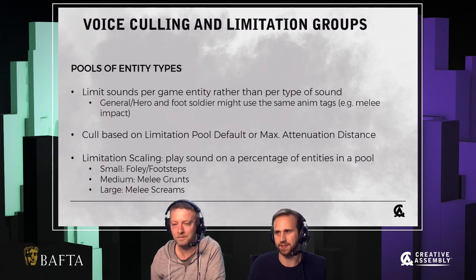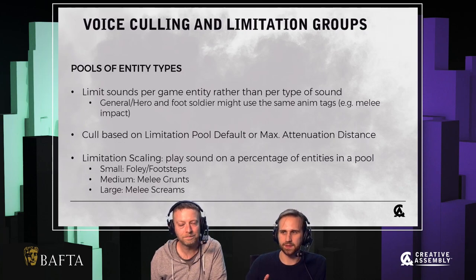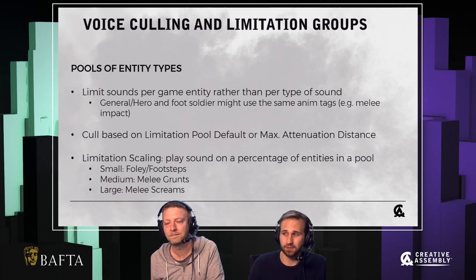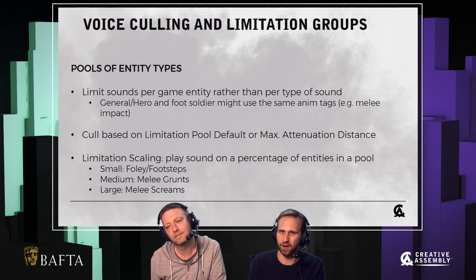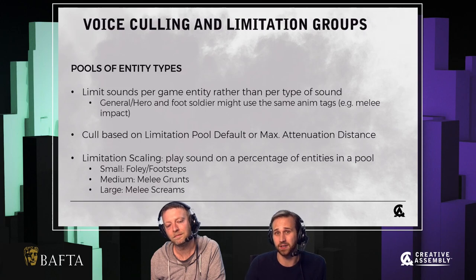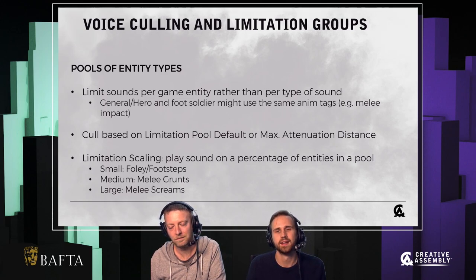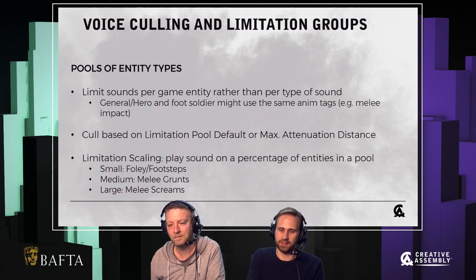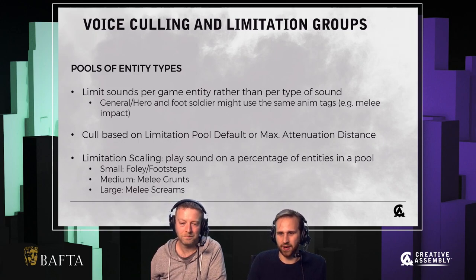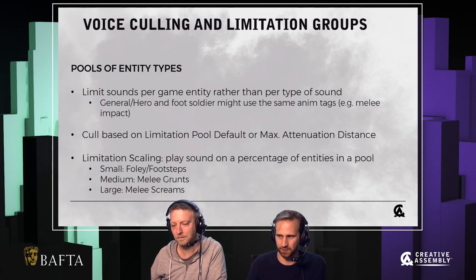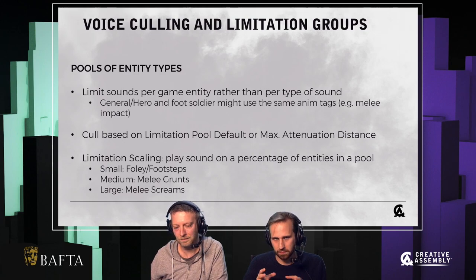Basically, what we want to achieve is we want to limit our sounds per game entity rather than per type of sound. So your typical Wwise setup that we use as well would be, you might have a bus for your foley sounds, you might have a bus for your weapon sounds, for your footsteps, and you set your max values there, or on a child level. But because in Total War, entities, game soldiers essentially, might share animations and the sound tags associated with them, we want to be able to limit per those entities.